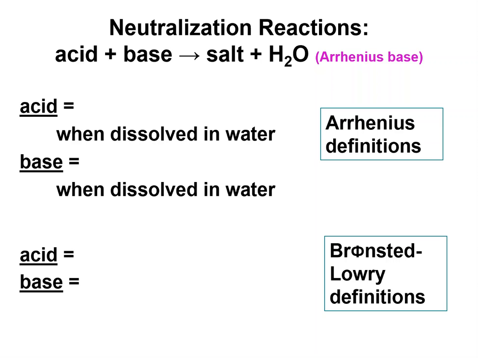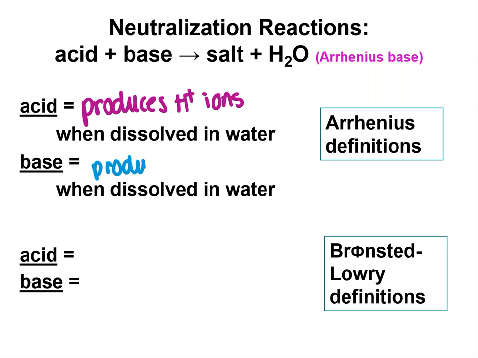When we say a salt, it doesn't have to be table salt, sodium chloride. It could be any ionic compound, so a metal and a non-metal compound. Okay, so some definitions: an acid produces hydrogen ions when it's dissolved in water, and a base produces hydroxide ions when it is dissolved in water. Those are the Arrhenius definitions.